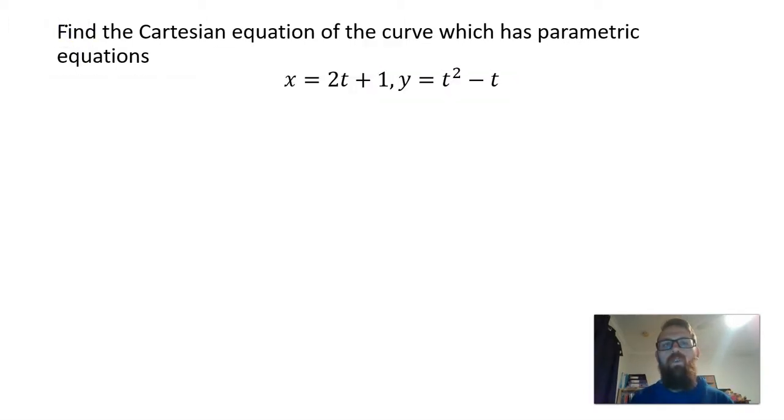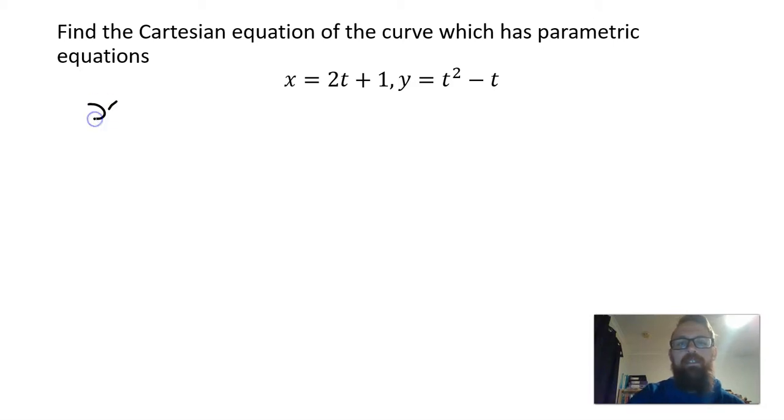So first, let's have a look at an example. Find the Cartesian equation of the curve which has parametric equations x equals 2t plus 1 and y equals t squared minus t. So Cartesian form is going to be more familiar to us when we have a look at that. So what we want to do first is in Cartesian form, we want to get y in terms of x. At the moment we've got y in terms of t. So we want to turn our x value into terms of t.